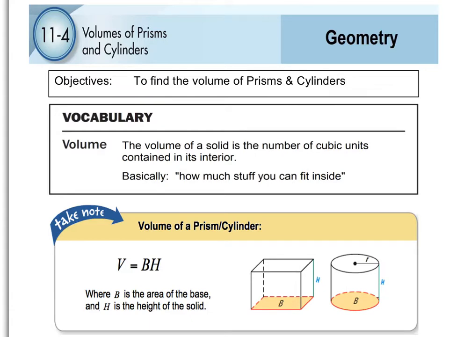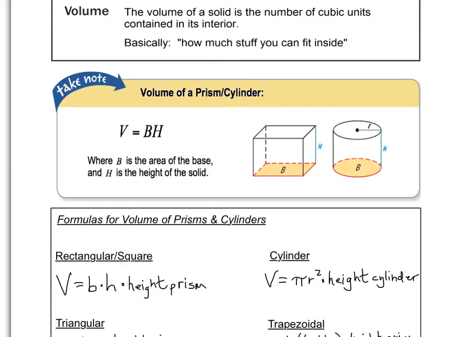That's volume. The volume of a solid is the number of cubic units contained in its interior. Now, when we talk about cubic units, we're talking about three-dimensional figures. So I want to know how much will go inside. Again, anytime you're talking about volume, your units are cubed. Whatever your number is to the third, or whatever your unit is to the third power. Every time you find a volume, it'll be a cubic unit.